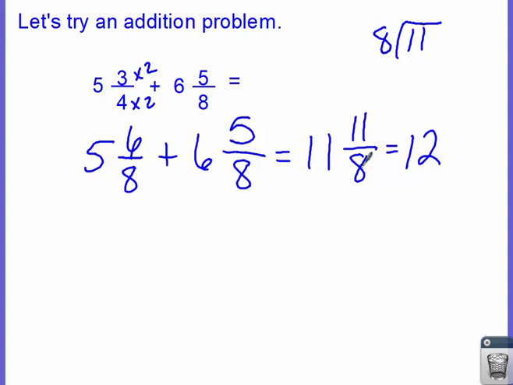And once we take that 8 out, what do we have left? We have 3 left, 3 of those pieces. And what size piece are they? They are 8s. So this one is 12 and 3/8.